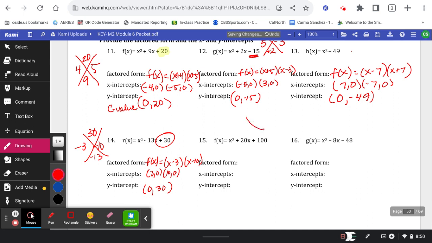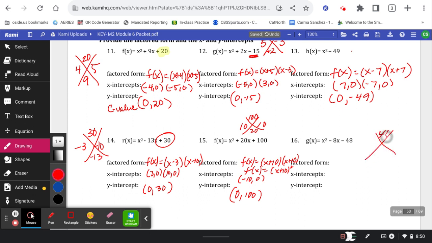Here comes my factored form for what times what makes 100 and adds up to 20. You got it, 10 times 10. That means my factored form is x plus 10 twice. Well, that's weird. If I have the same factor twice, couldn't I write it as x plus 10 squared? Yes, and then there's only one x-intercept right at the vertex of that parabola at negative 10, 0. Only one x-intercept because it's the same factor twice. And then what's my y-intercept? 0, 100. That's my c value staring at me right there.